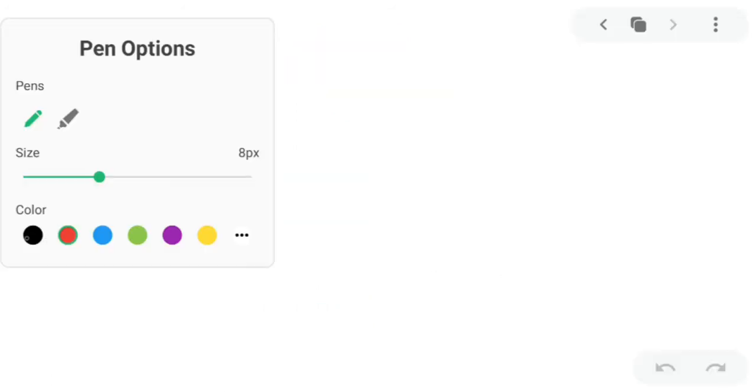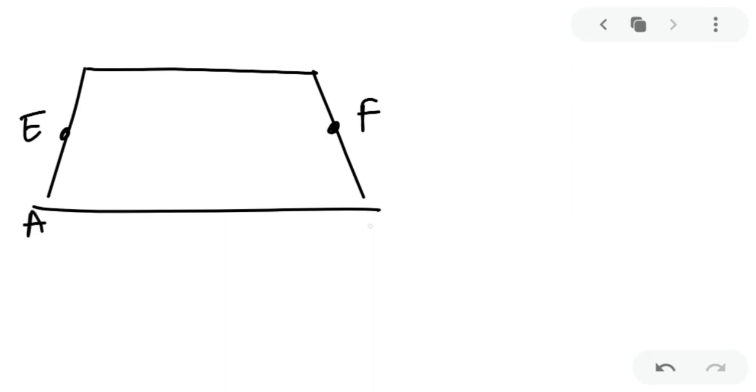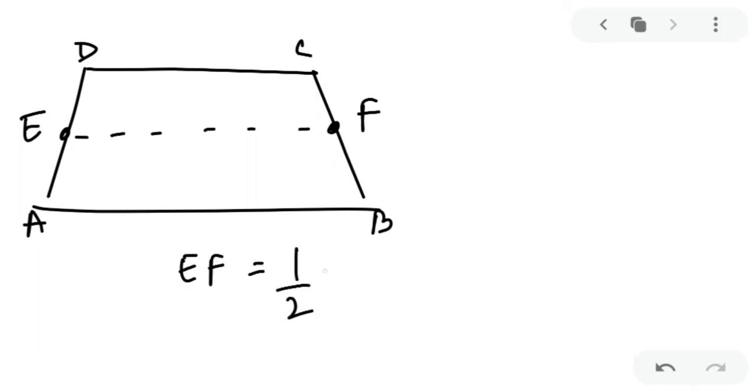My dear kids, your next is, if I am drawing a trapezium and I am taking two midpoints of the non-parallel sides like E and F, I'll mark this as A, B, C, D. Then the measurement of EF will be equal to half of sum of AB plus CD. So in every trapezium, the length of a line segment joining the midpoints of two non-parallel sides is equal to half of sum of length of parallel sides.